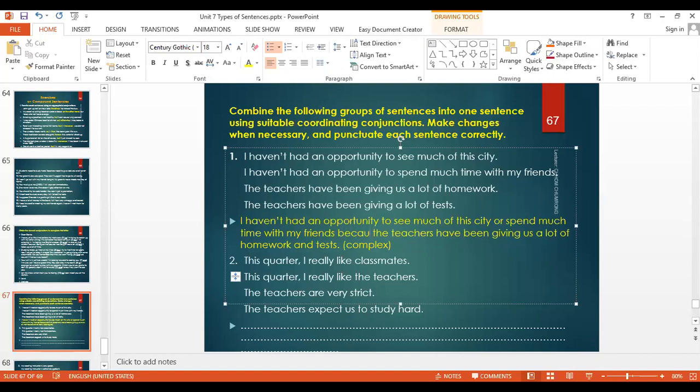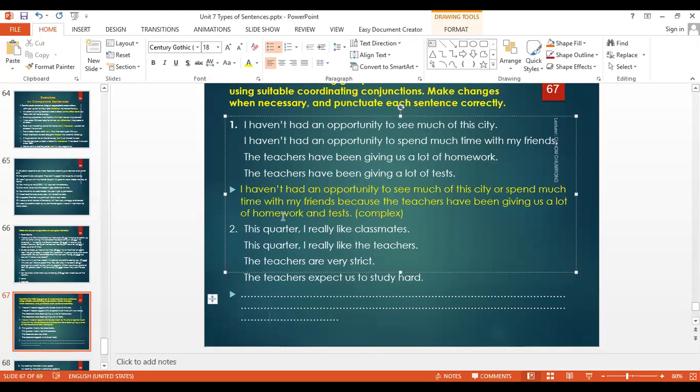But if I omit this one and I put "for," what sentence is it, everybody? Compound sentence. Okay, thank you. So we can have two ways. Up to you, you can use any way you like. How about the second sentence? Anyone volunteer? Me, teacher. Okay.